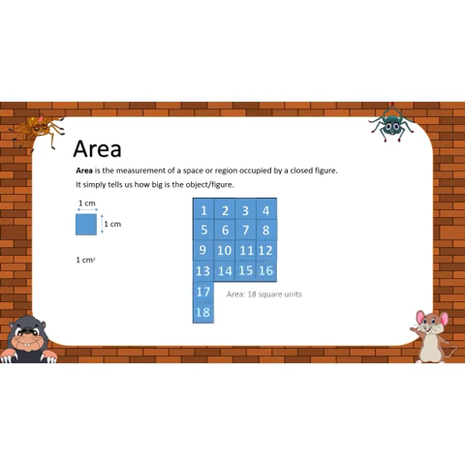The figure can fill up 18 squares. We can say the area of the figure is 18 squares. 1 square is represented by 1 centimeter square. 18 squares will give us 18 centimeter square. The area of the figure is 18 centimeter square.